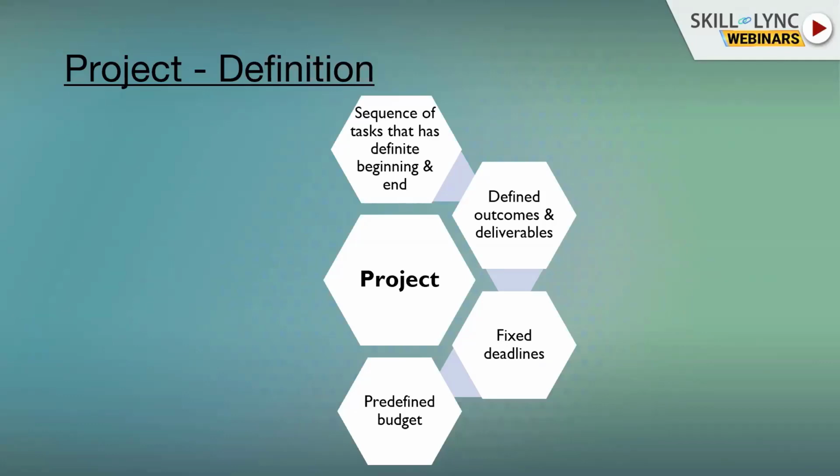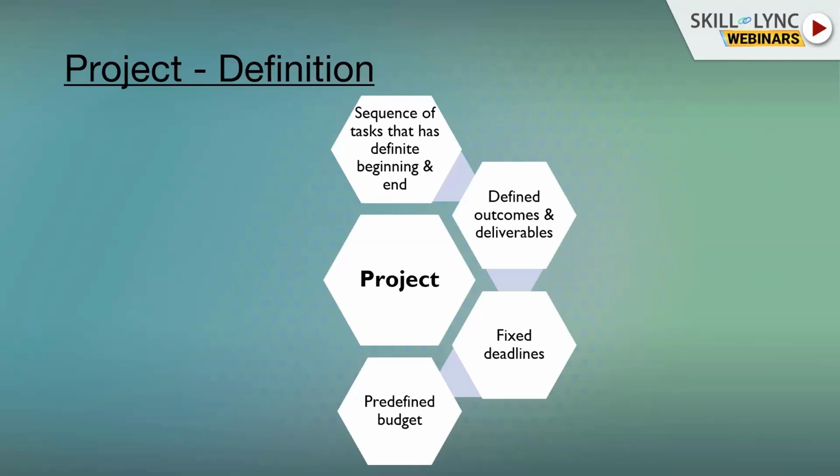So if I talk about a project, you have seen in our slides also that it is written that it has a sequence of tasks that has a definite beginning and end. It has defined outcomes and deliverables. It has fixed deadlines. It has a predefined budget. So if I go one by one, what do you mean by a sequence of tasks that has a definite beginning and end?